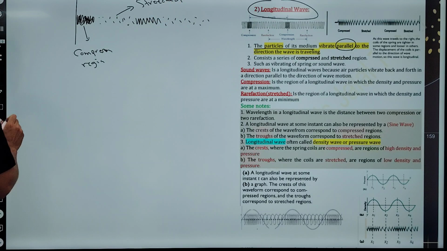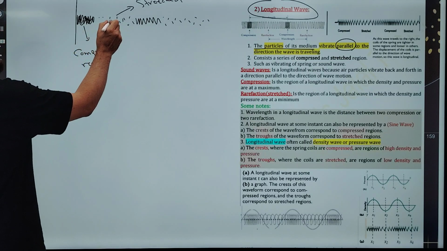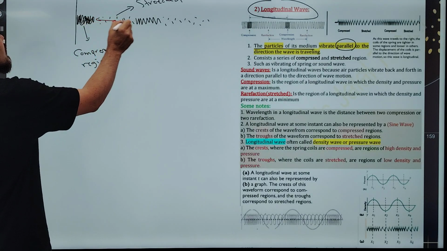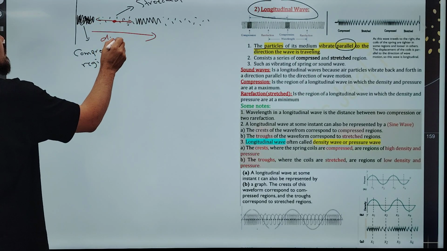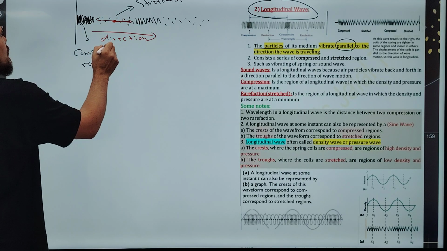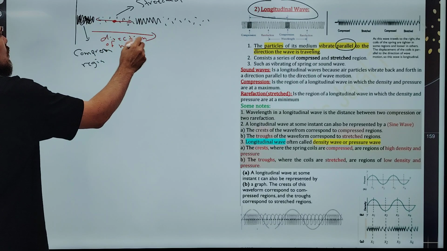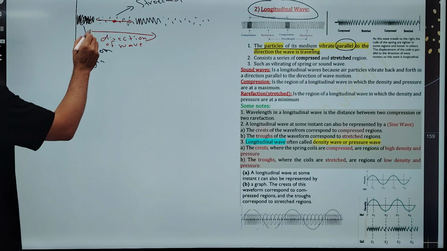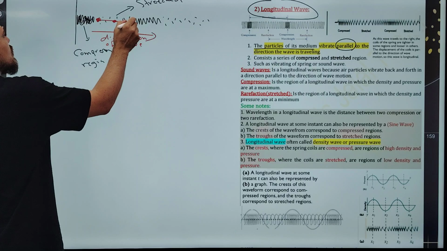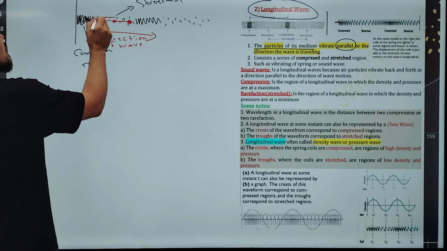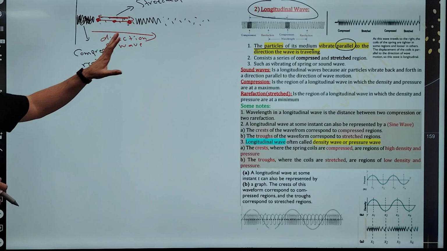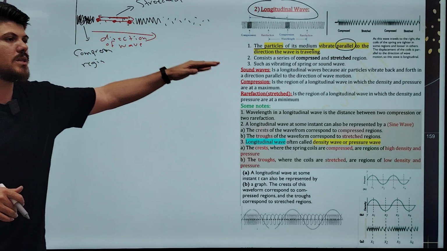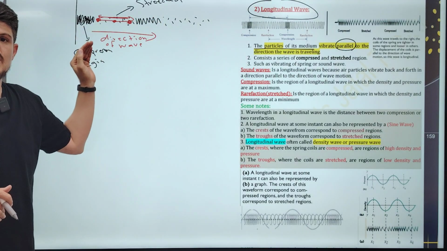So in this case, how do the particles vibrate in a longitudinal wave? In a longitudinal wave, the particles vibrate parallel to the direction of the wave. This is the direction of the wave, horizontally, and the direction of the vibration of the particles is also parallel. It is moving forward and backward. So in a longitudinal wave, how do particles vibrate? Parallel to the direction of the wave.